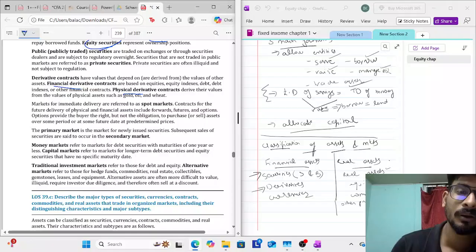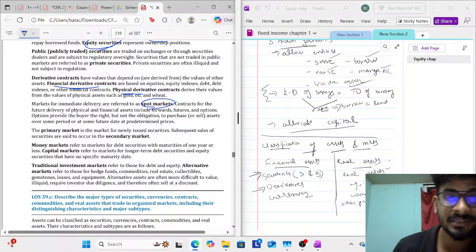What you can touch is a physical derivative contract. What you cannot touch is a financial derivative contract. Markets for immediate delivery are referred to as the spot market. What is known as the spot market? You can have immediate delivery. Contracts for the future delivery of physical and financial assets include forwards, futures, and options. Options provide the buyer the right but not the obligation to purchase or sell an asset at a predetermined price.